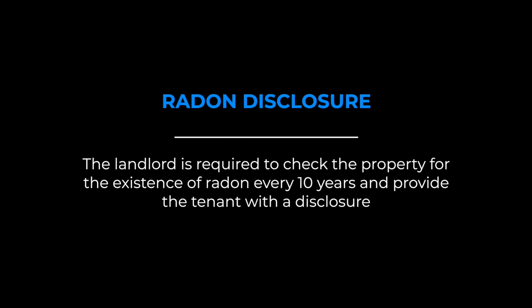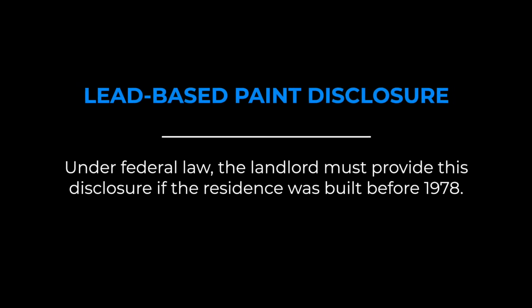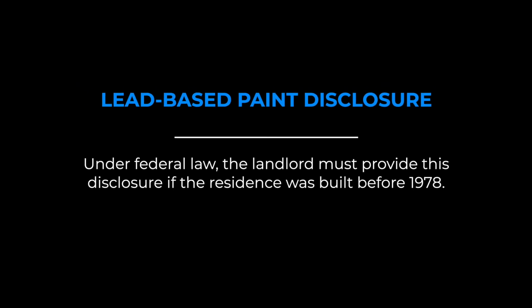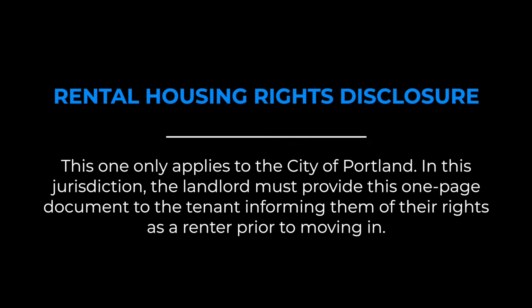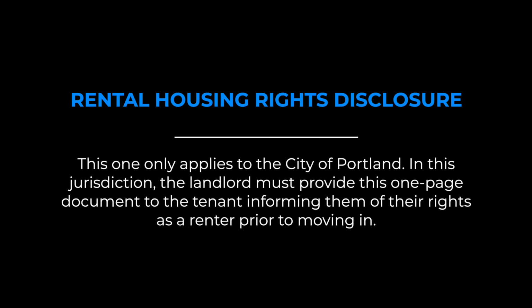Radon disclosure. The landlord is required to check the property for the existence of radon every 10 years and provide the tenant with a disclosure. Lead-based paint disclosure. Under federal law, the landlord must provide this disclosure if the residence was built before 1978. And lastly, rental housing rights disclosure. This one only applies to the city of Portland. In this jurisdiction, the landlord must provide this one-page document to the tenant informing them of their rights as a renter prior to moving in.